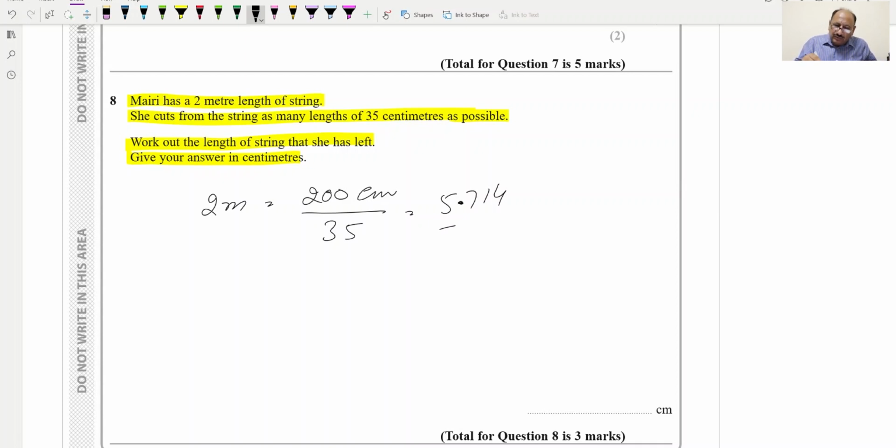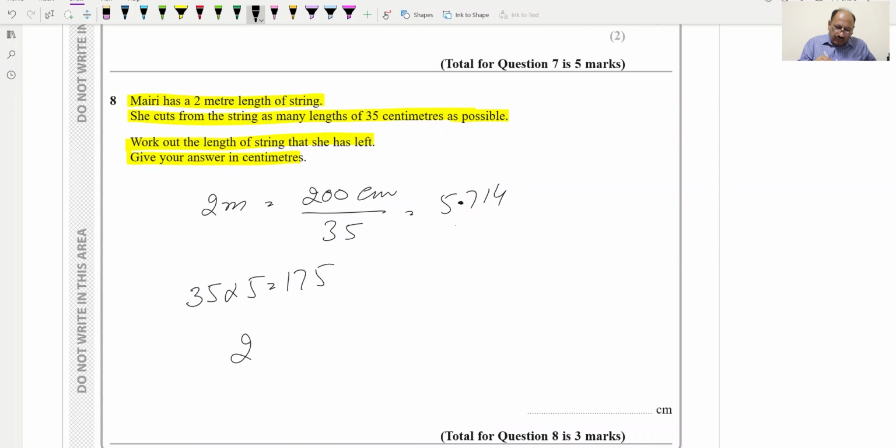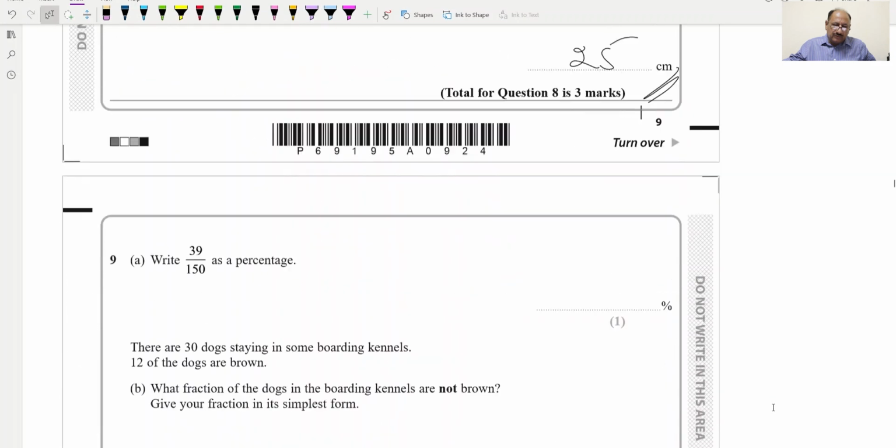5 are the complete pieces of string which we are getting. Each one is 35. So 35 into 5 will be equal to how much? 35 into 5 will be equal to 175. So from 200 we will subtract 175, and the remaining will be 25 centimeters. So 25 centimeters will be the remaining part which we got.